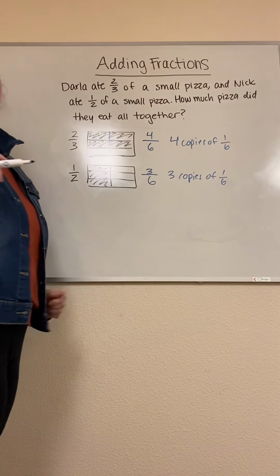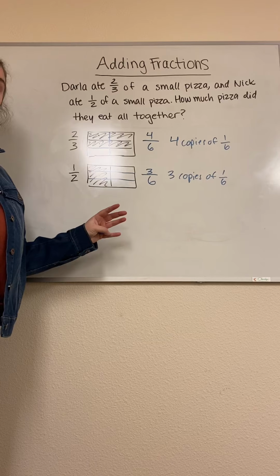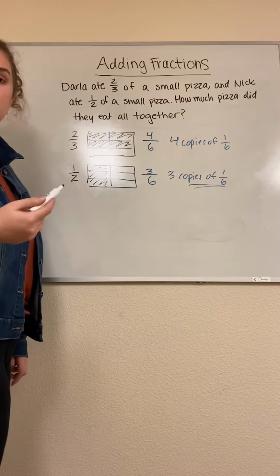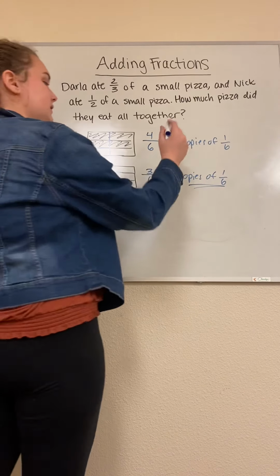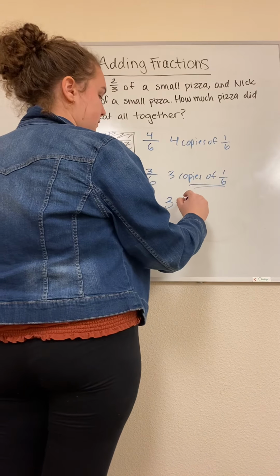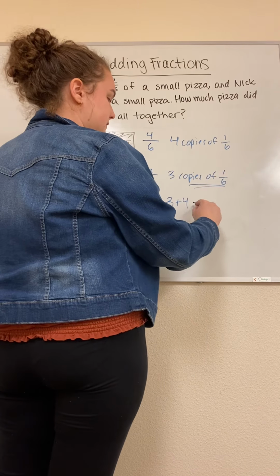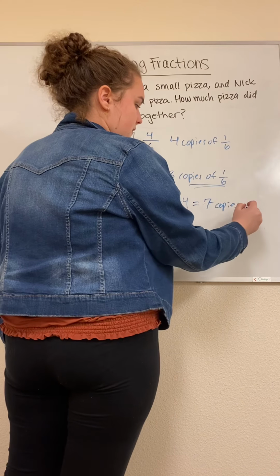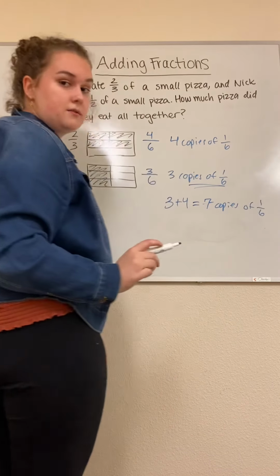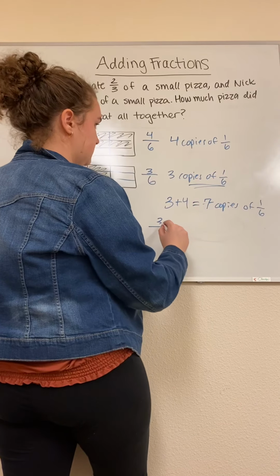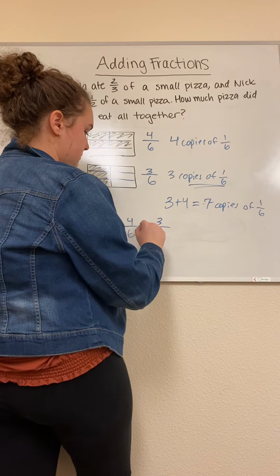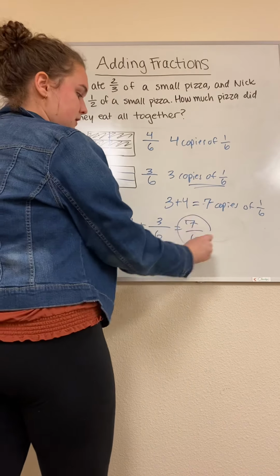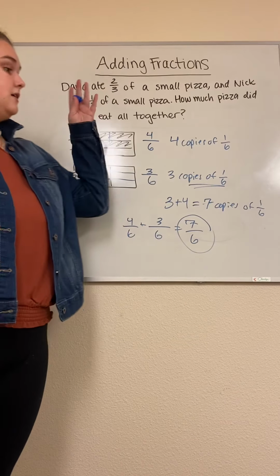We're only adding the top numbers because the bottom number is telling us our unit. So we don't mess with the bottom number because that's just telling us we have an amount of 1/6. So we're going to add 3 plus 4 copies of 1/6, and that gets us 7 copies of 1/6. Or you can write that as 4/6 plus 3/6 equals 7 copies of 1/6, or 7/6. So that's our answer for how much pizza they ate all together.